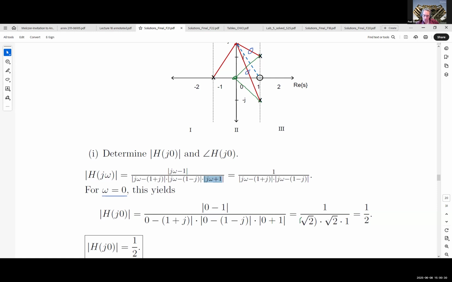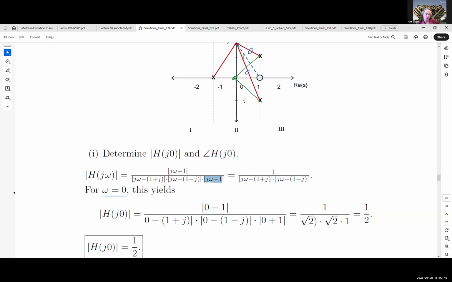Looks like there's a parenthesis missing here. It's square root of 2 times square root of 2. Or maybe the square root of 2 wasn't supposed to be there in the first place. Okay. So you get 1/2 at omega equals 0.